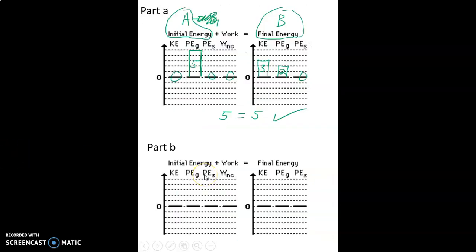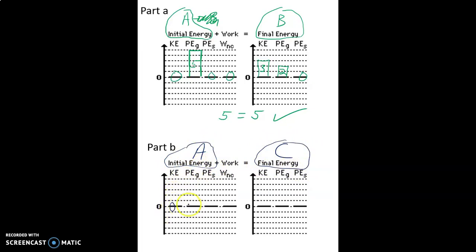You can see the energy bar chart from part A, where there was no work done by non-conservative forces, but now we're going to fill it in for the case where we did have the non-conservative forces. So the starting conditions are the same. We're still going from A to C. A is our initial, and point C is our final. So point A is still exactly the same.